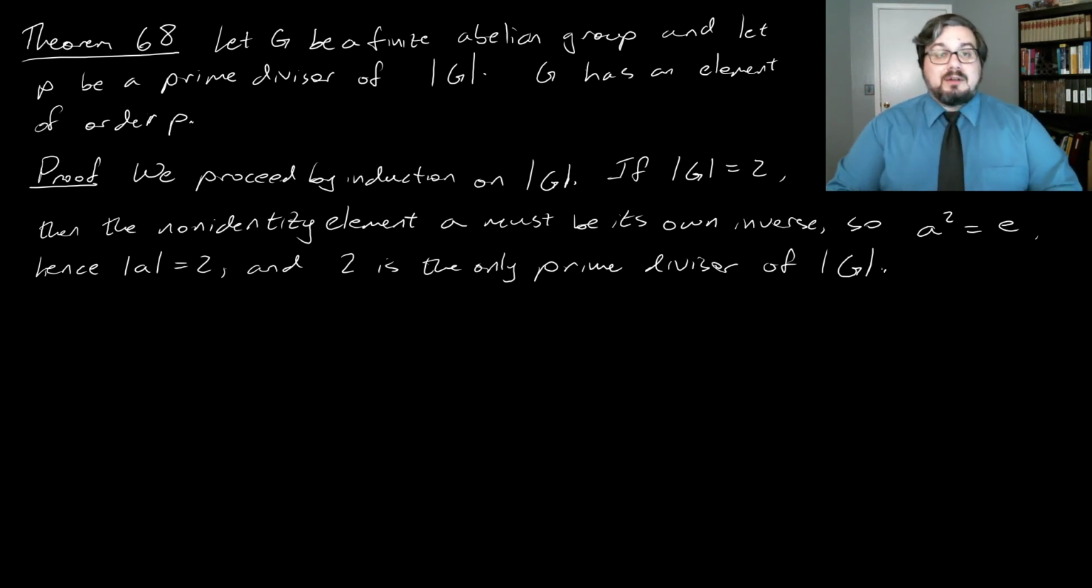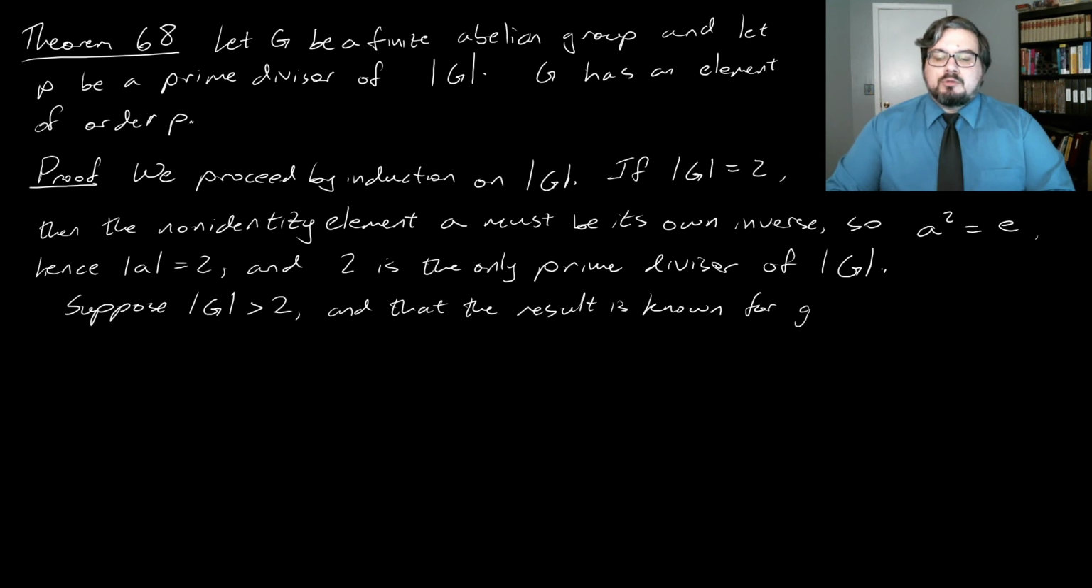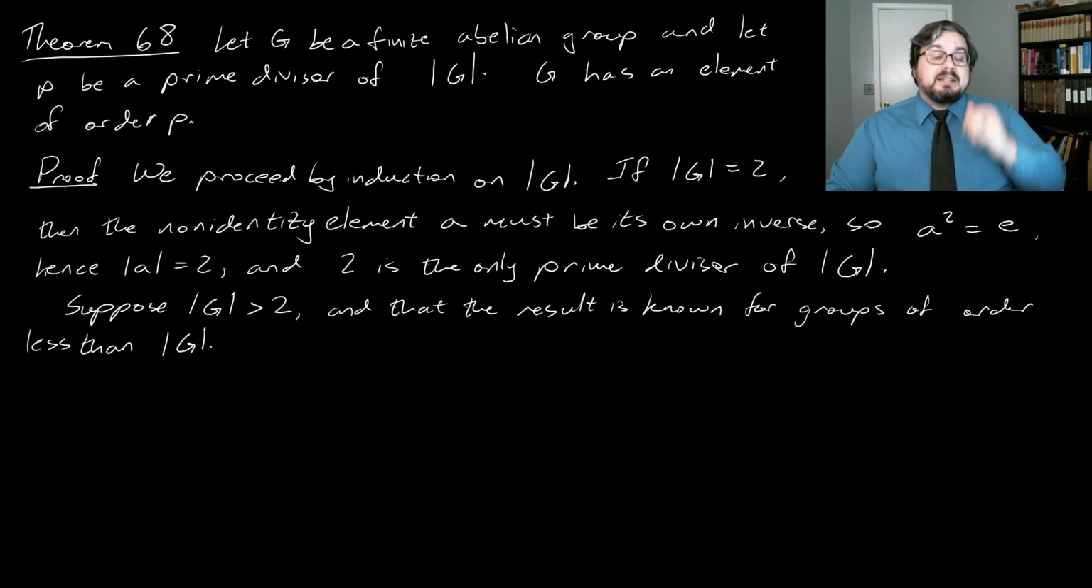All right, so now let's move on. Let's suppose that the order of G is greater than 2, and that the result is known for groups of order less than the order of G. So we're using strong induction here, where we're assuming that we know the result for groups of all order less than the order of G.